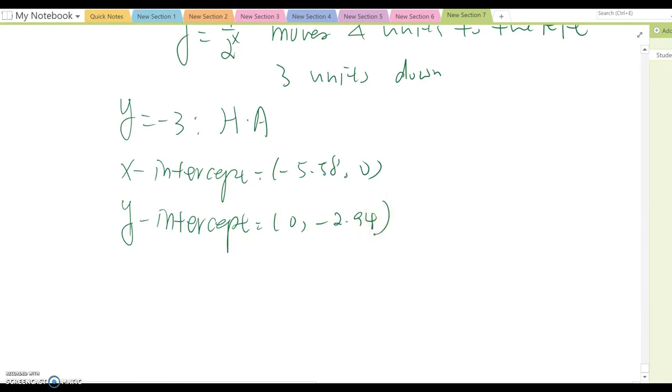Okay, but the more important thing is how this function transforms from the original function basically. Okay, so that's the lesson.